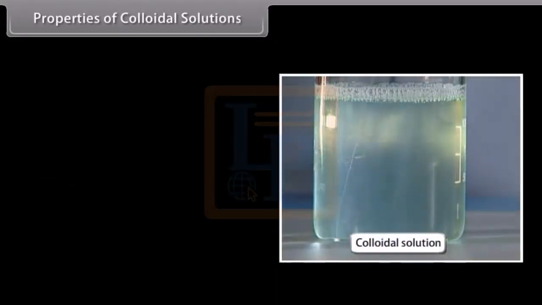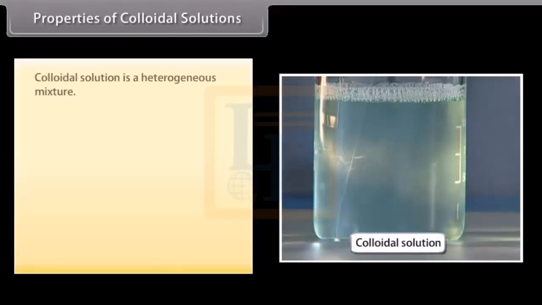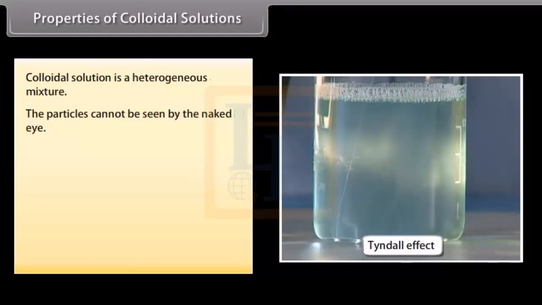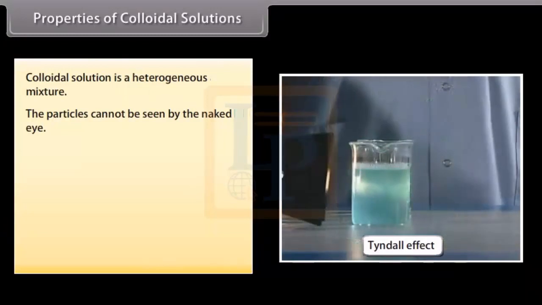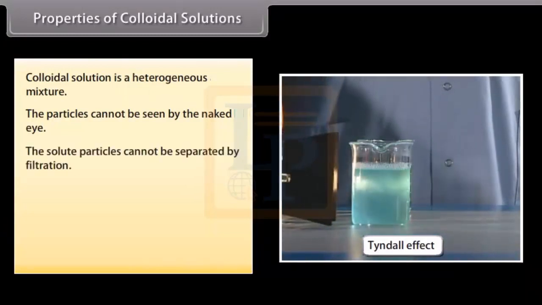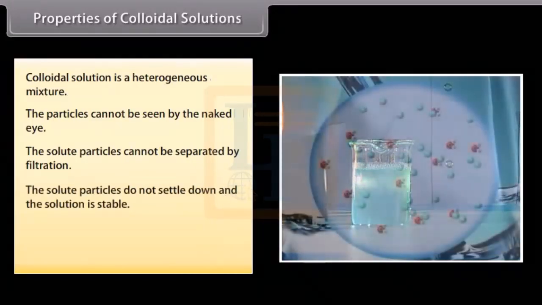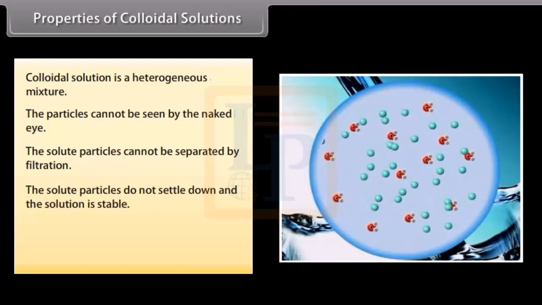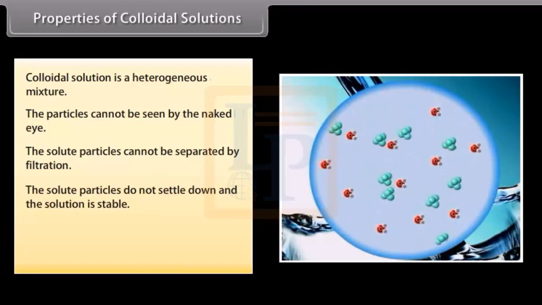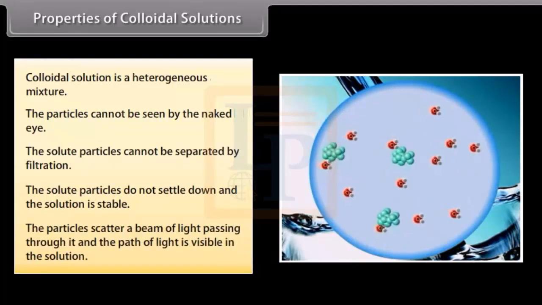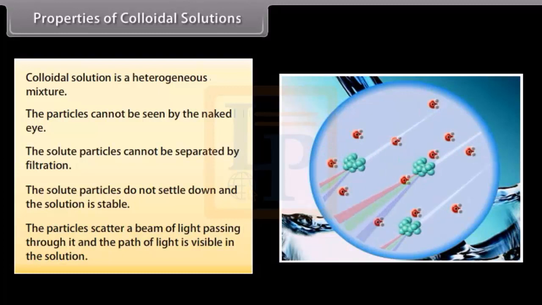Properties of colloidal solutions. A colloidal solution is a heterogeneous mixture. The particles cannot be seen by the naked eye. The solute particles cannot be separated by filtration. The solute particles do not settle down and the solution is stable. The particles scatter a beam of light passing through it and the path of light is visible in the solution.